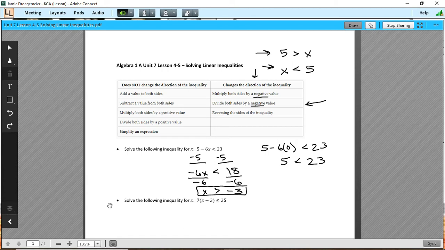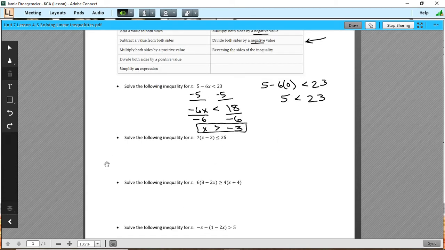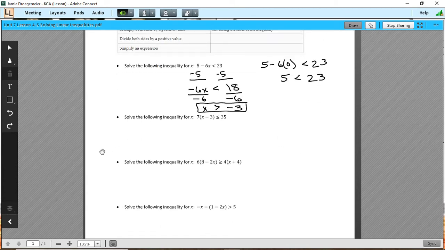All right, let's take a look at another example then. Got a few more that we're going to do here. So in the second one, solving for x again, we have 7 times this quantity x minus 3 is less than or equal to 35.